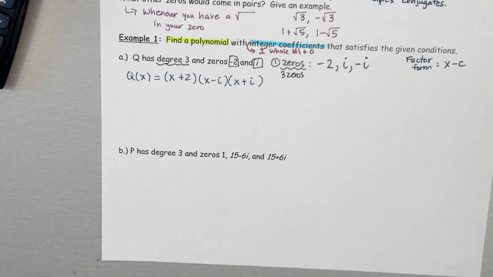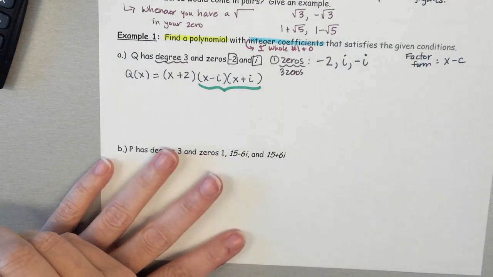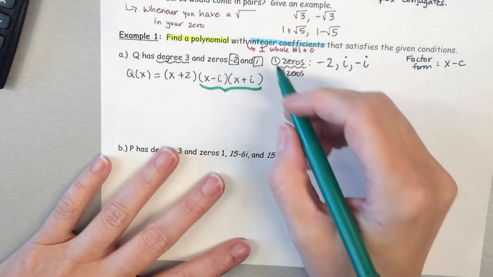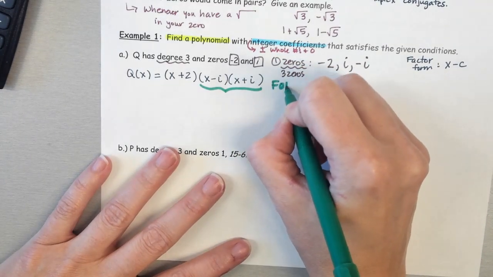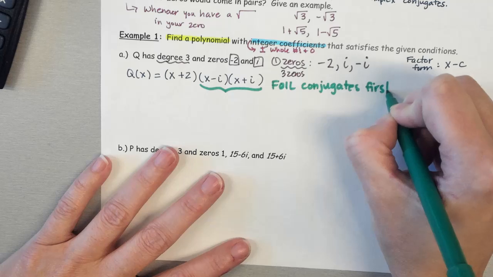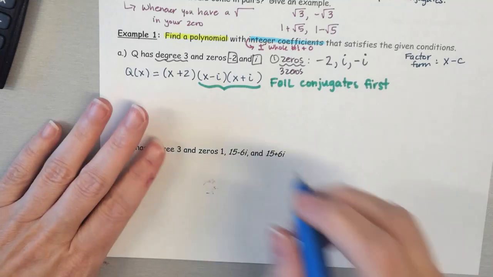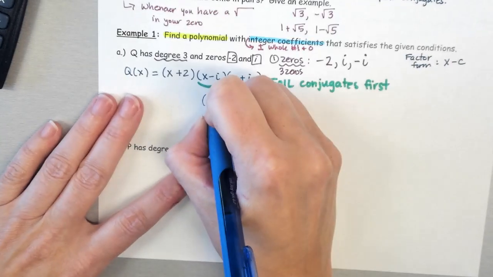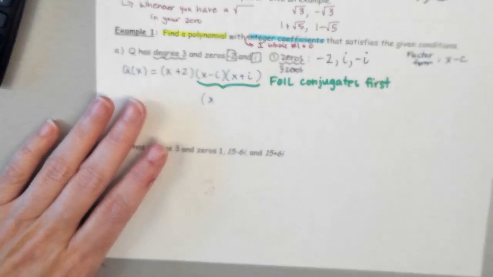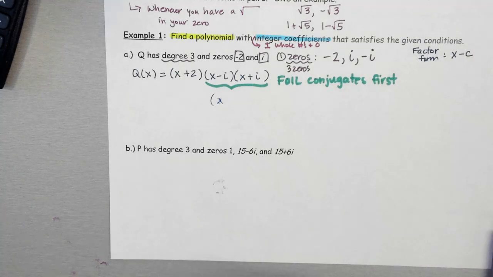Okay, and then you are going to FOIL to simplify. When you FOIL, what two do you want to multiply together first? The i's, okay? If not, it gets really crazy. It just doesn't look nice. This one is going to turn out nice. So when you FOIL, you're going to FOIL the conjugates first. So x times x is x squared. And then if they're conjugates, what should happen with the middle terms? Yeah, they should cancel. It should add up to 0.